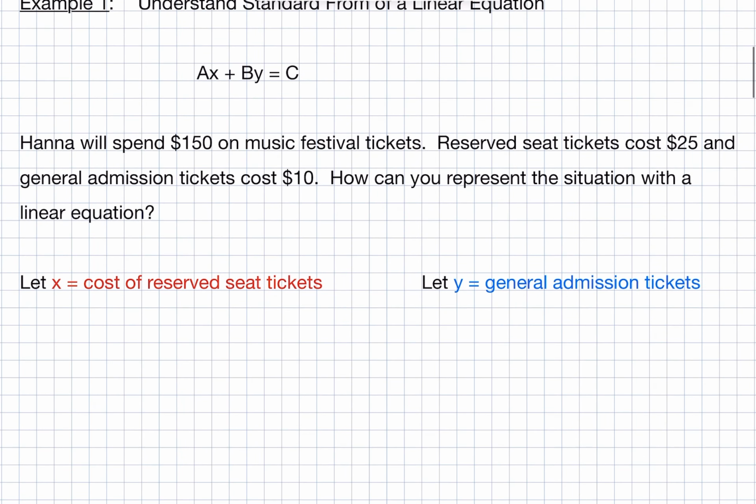Okay, so here I have a problem. We're not going to solve this, but I'm going to show you how standard form is utilized in many different applications. And so in this particular example, we have Hannah, who is planning on spending $150 on music festival tickets. Okay, so that's the total amount that she's going to spend. And there are two types of tickets that can be purchased. There are reserved seat tickets, which cost $25. And then there are general admission tickets that cost $10.